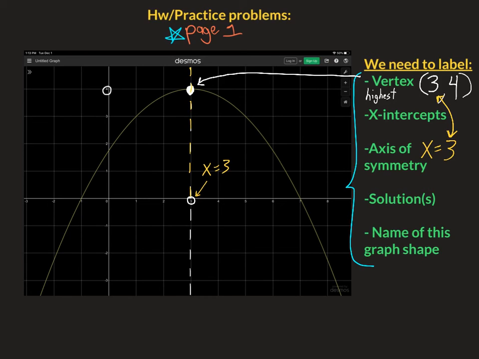All right. X-intercepts, where is this crossing the x-axis? Right there and right there. So our x-intercepts are at x values of -1 and 7. And now if I jump to the solution, did I still get you again? Hopefully not. Solutions are the x-intercepts. They're the same thing. And what is the name of this graph? It is called a parabola.